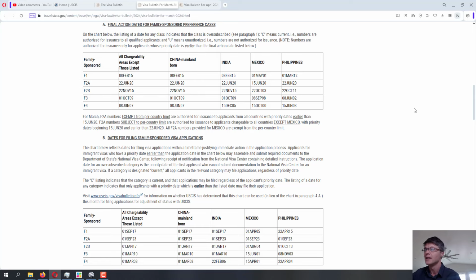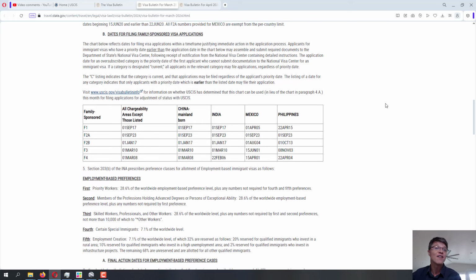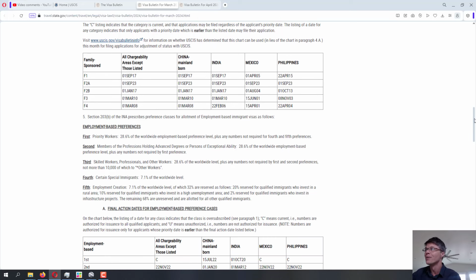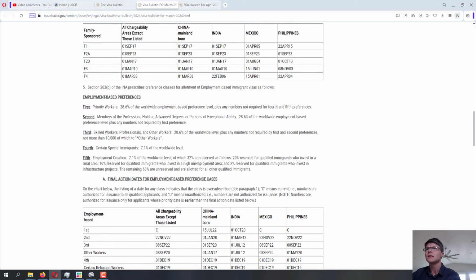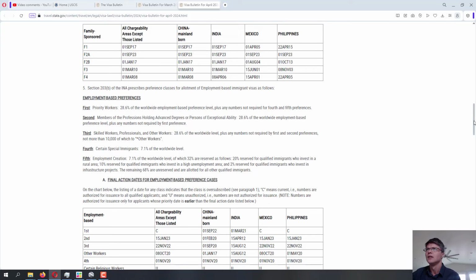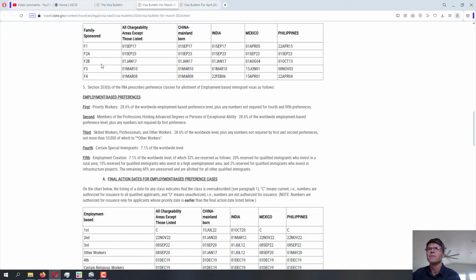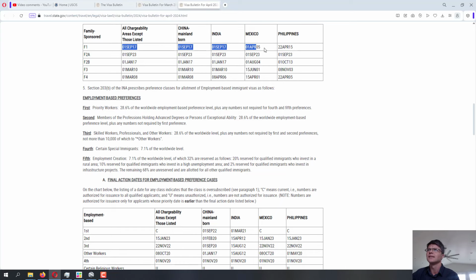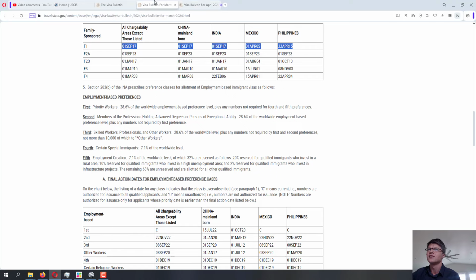If you've been subscribed to this channel, you know I'm personally looking at the F4, and F4, yeah, it's been quite slow movement. But let's move to the graph B now, dates for filing, which shows the opening of the NVC portal. I'm gonna scroll down right here in the March, and same thing I'm gonna do for April. Let's see if there is something here. Okay, so F1, I'm gonna highlight this, and I'm gonna highlight this as well. Let's see if there is any difference.